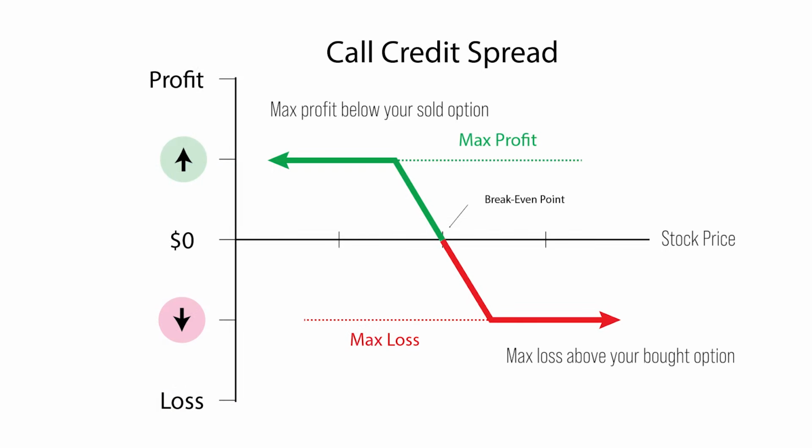Here's what the P&L graph will look like. Feel free to pause if you need a couple seconds to digest it. The math works out to be basically the same as a put credit spread. The only difference is which side of the trade you want to be on, whether you're bullish or bearish.